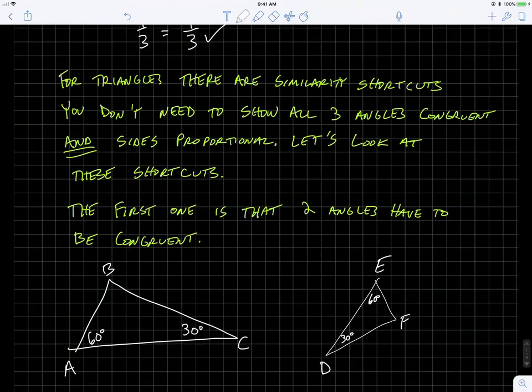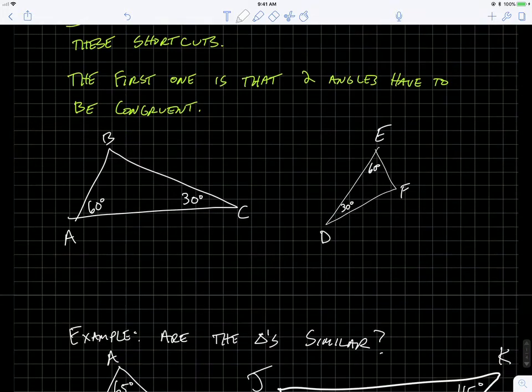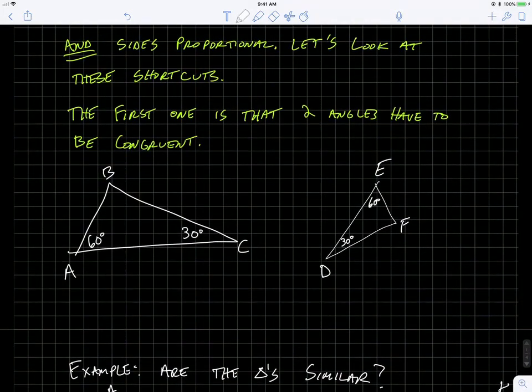Now, for triangles, we don't have to show all three angles congruent and all three sides proportional. There are shortcuts, just like for congruency we had shortcuts, okay? The first one is that two angles have to be congruent. So if we look at this example, triangle ABC and triangle DEF, they have two angles congruent, and those are going to be similar. They're the same shape, but not the same size. They have two angles that are congruent.